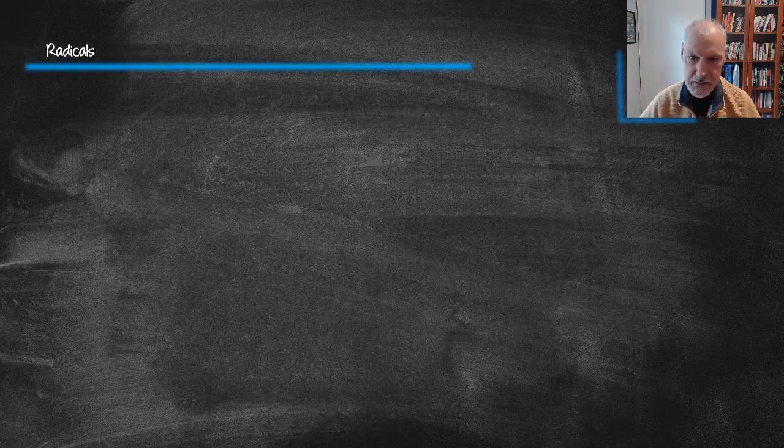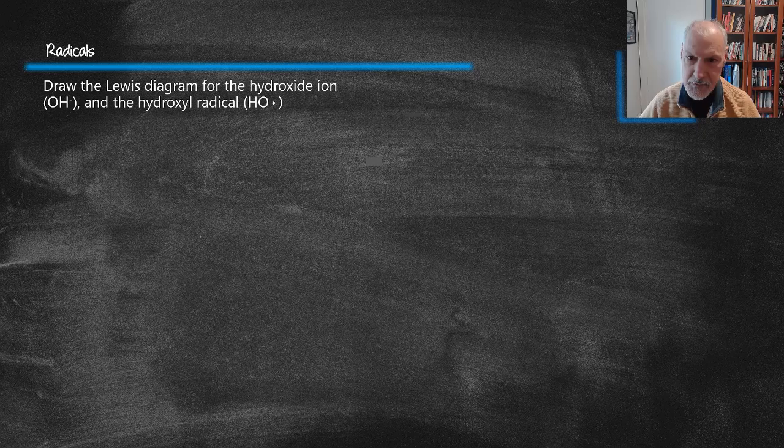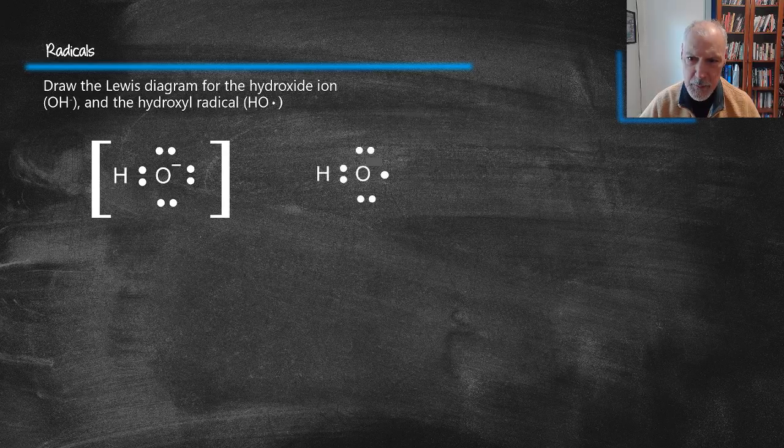Let's look at a couple of questions that involve radicals. First of all, we're going to draw the Lewis diagram for the hydroxide ion and compare it to the hydroxyl radical. First of all, the hydroxide ion will have 8 electrons, in four pairs. So you'll see those located around the oxygen. It also has a negative charge, so I have to put it in square brackets and indicate that negative charge. Now we'll look at the hydroxyl radical. I don't use square brackets because the radical does not have a charge, but it does have an unpaired electron. In fact, one less than in the hydroxide ion.